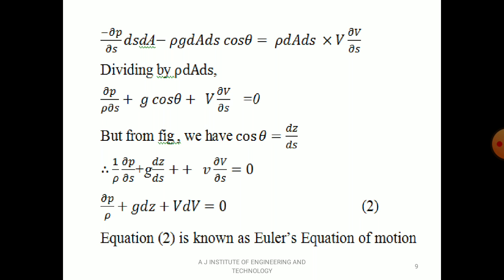So the other possibility is the remaining expression inside the bracket, which we make equal to 0. That expression is known as Euler's equation of motion. Very important derivation. Almost all question papers have asked this question. It's a short question, very important one.